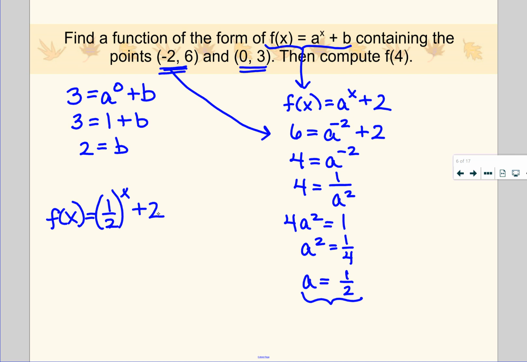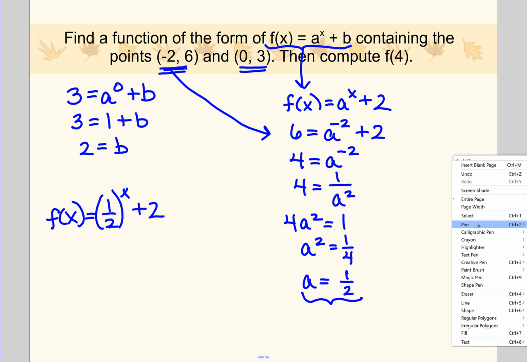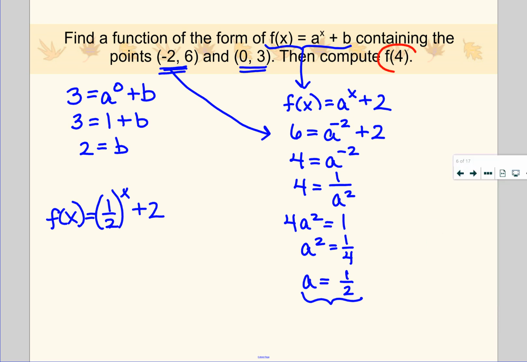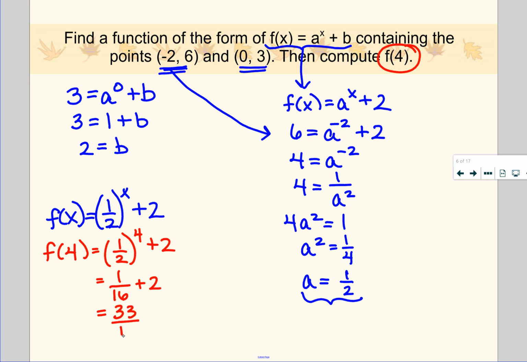Now this problem also wants us to compute f of 4. So once we have our function, we can do that. f of 4 equals 1/2 to the 4th power plus 2. So 1/2 to the 4th, that's 1 to the 4th, or 1. 2 to the 4th is 16 plus 2. Think of 2 as 32/16 if I get a common denominator, so our final answer is 33/16.